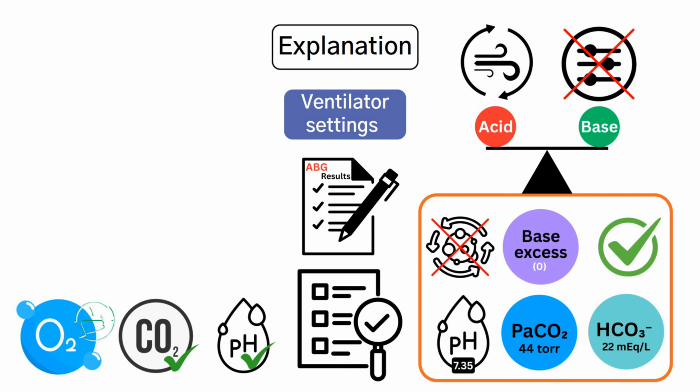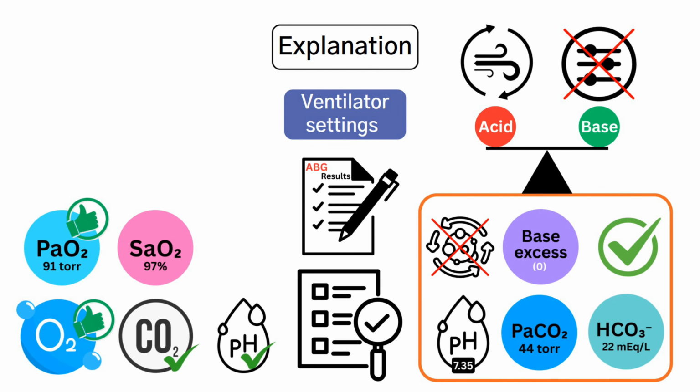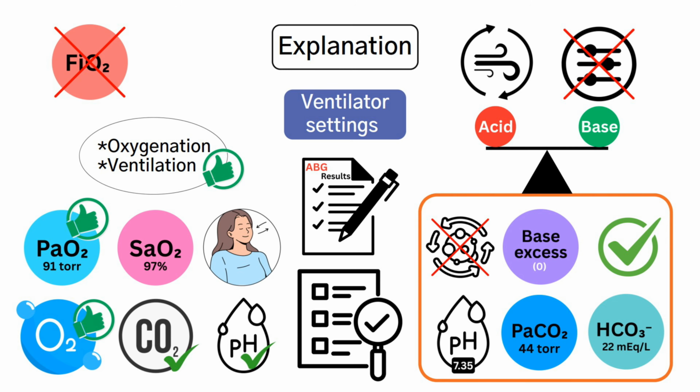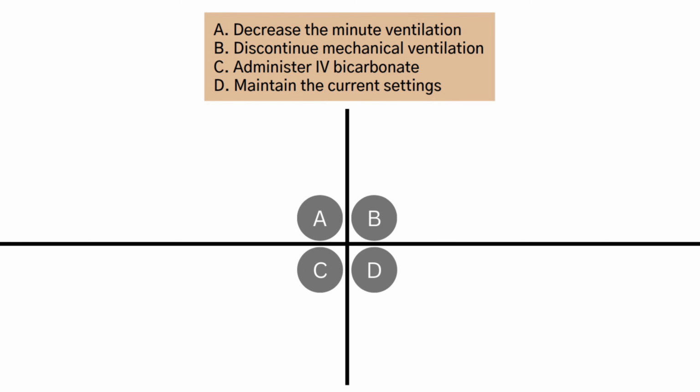Oxygenation is also appropriate. The PaO₂ is 91, which is within the normal range, and the oxygen saturation is 97%, confirming that the patient is oxygenating well. Since both oxygenation and ventilation are normal, there is no need to alter the FiO₂ or PEEP. Now consider the possible actions.